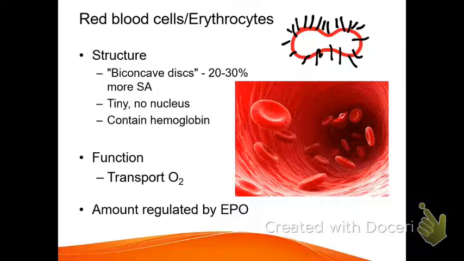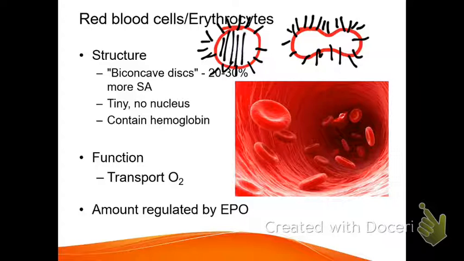Okay, if we just had a normal looking cell that was round, we'd still have a lot of surface area. Okay, but this takes up a lot more space. Okay, this one is much larger, has a much larger volume than this one, for the same amount of surface area. So by having this biconcave disc, we can actually fit in about 20 to 30% more surface area. Meaning, if you remember what's on the surface of these red blood cells or erythrocytes, we have all this hemoglobin.